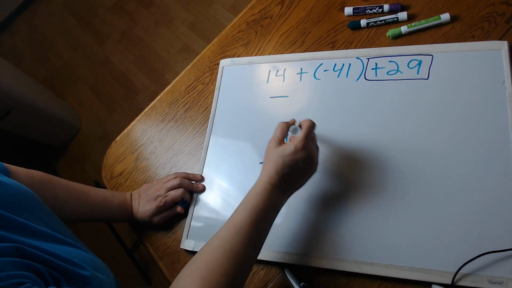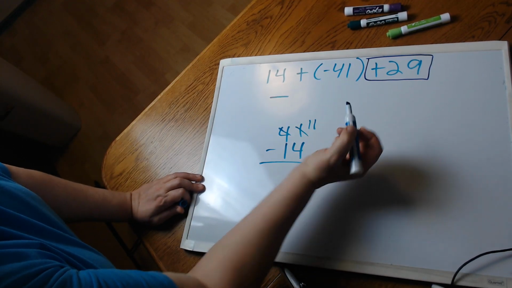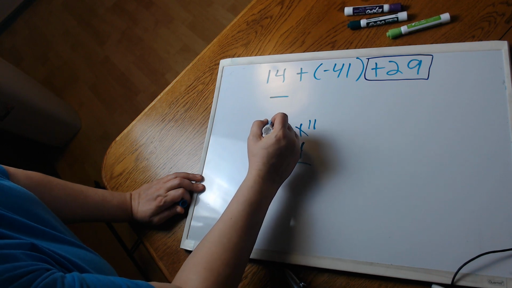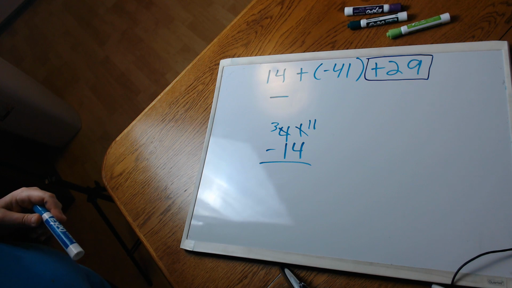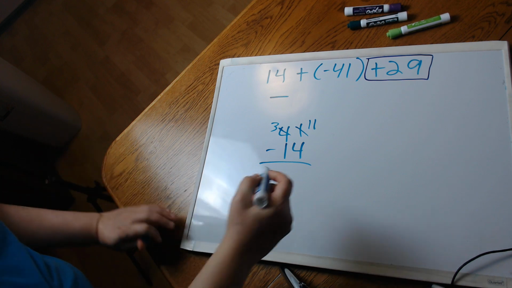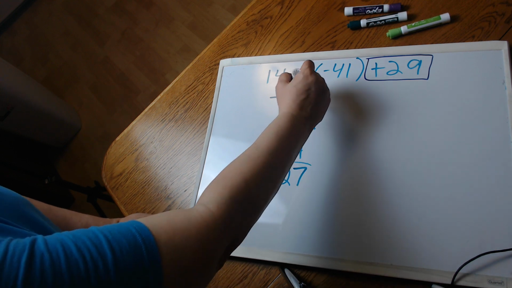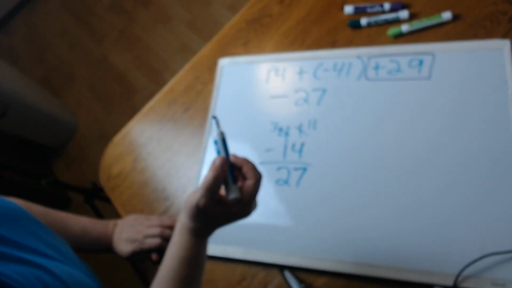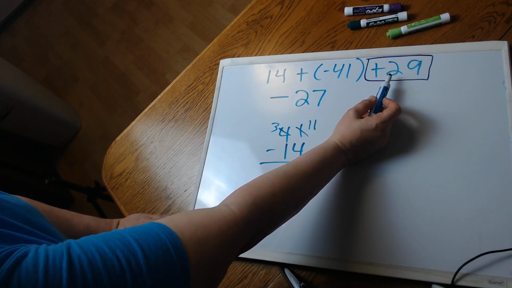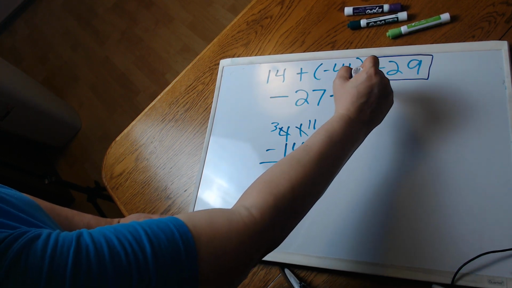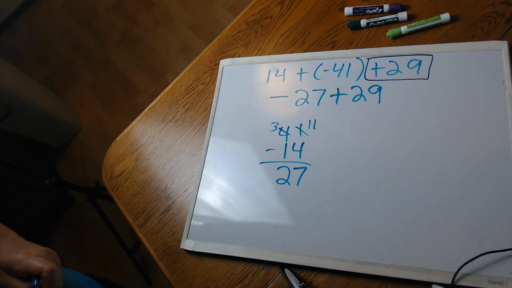We're going to have to borrow, because you cannot take 4 from 1. So the 1 is going to turn into 11, and the 4 is going to turn into 3. 11 minus 4 is 7, and 3 minus 1 is 2. So we have negative 27 for the first part. And we're going to use this one that we left at the end. Now we're going to bring it down next to our negative 27.